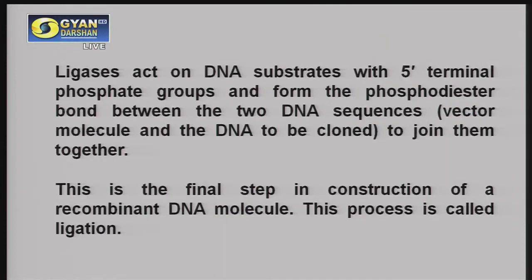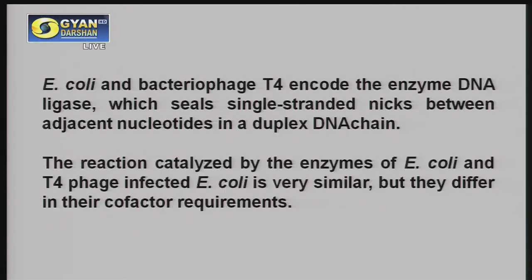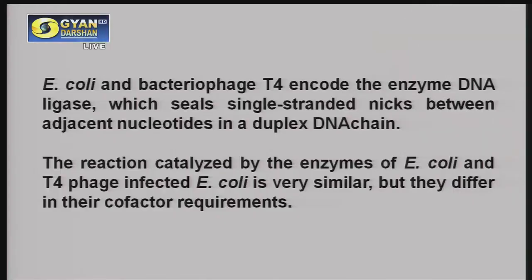So ligases act on DNA substrates with 5' terminal phosphate groups and form the phosphodiester bond between the two DNA sequences. This is the final step in construction of a recombinant DNA. So for recombinant DNA production, you need to add the ligase enzyme, and this process is called ligation. Now, ligase can be of two kinds: E. coli DNA ligase and bacteriophage T4 DNA ligase. Both these ligases can seal single-stranded nicks between adjacent nucleotides. Nicks means cutting.